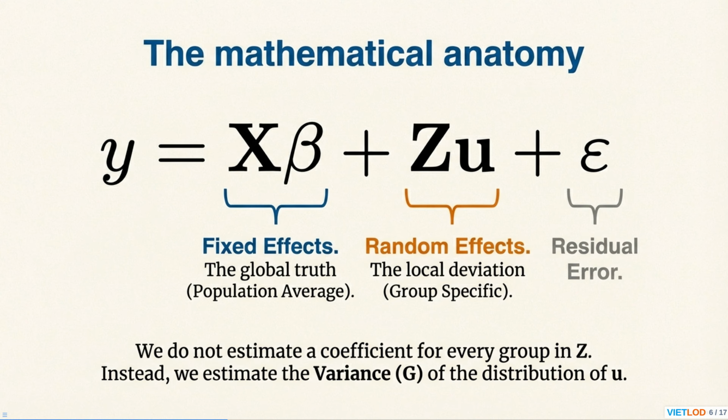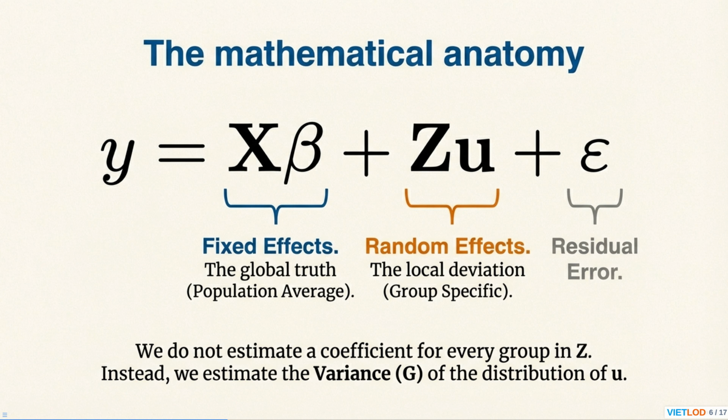The second part, Zu, represents the random effects. This captures the local deviation for each specific group. Instead of estimating a separate coefficient for each group, we estimate the variance of the distribution from which these group effects are drawn. Finally, epsilon is the residual error, representing the observation-level noise that isn't explained by the fixed or random effects.